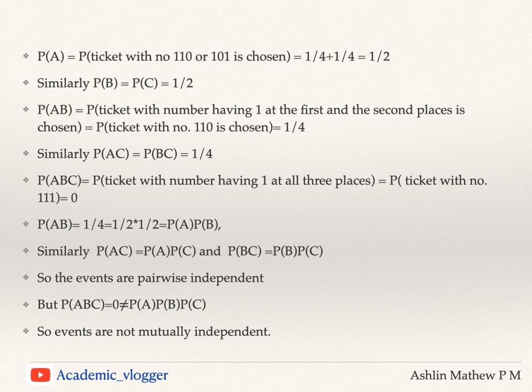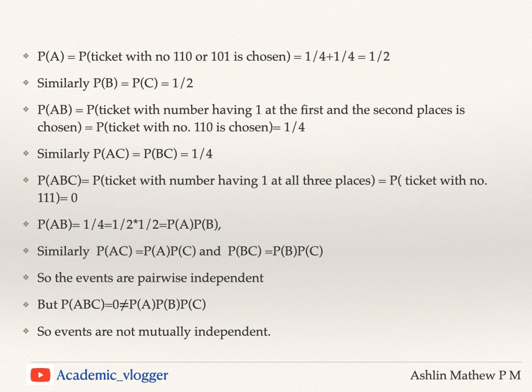Now, coming to the probability of A intersection B intersection C, we need a ticket with a number having 1 at all the 3 places. That means the chosen ticket must be a ticket with the number 1, 1, 1. But in our sample space, in the urn, there is no such ticket with the number 1, 1, 1. Therefore, the probability of A intersection B intersection C is equal to 0.